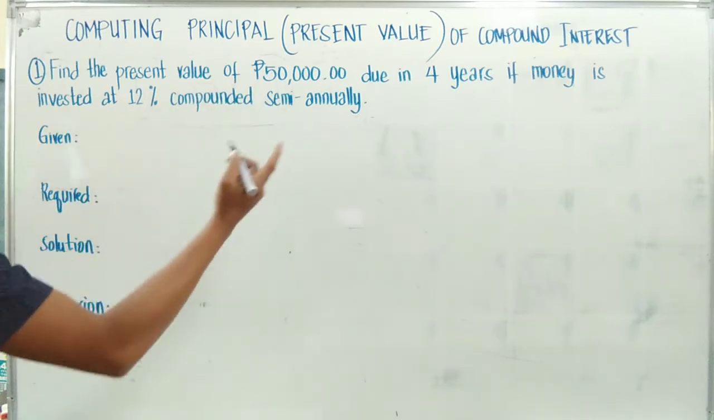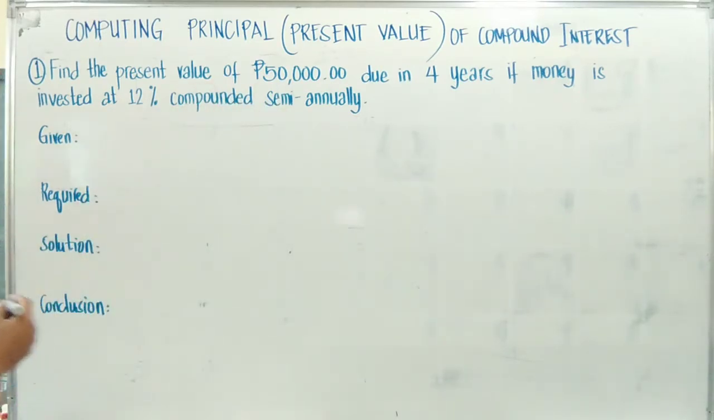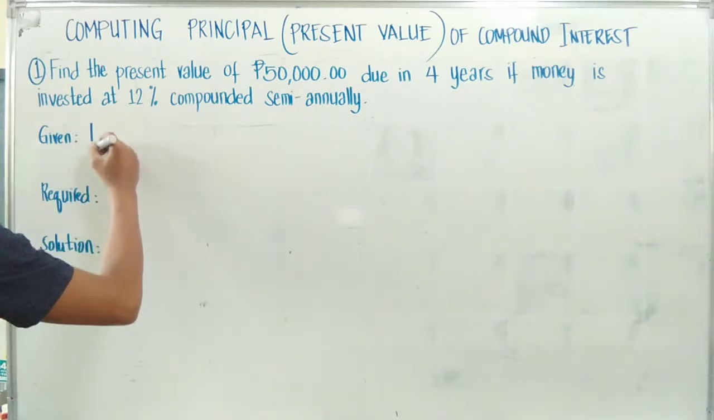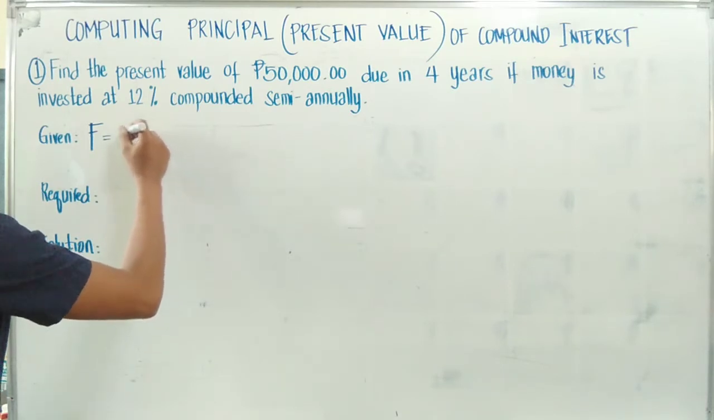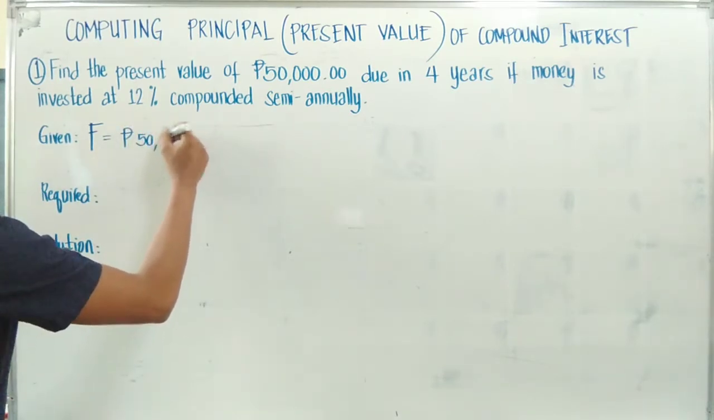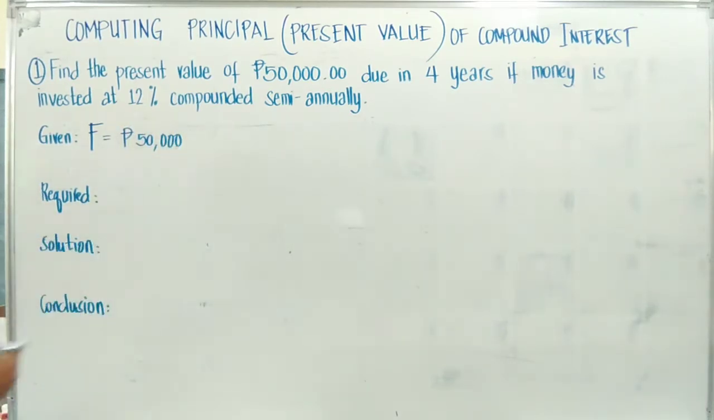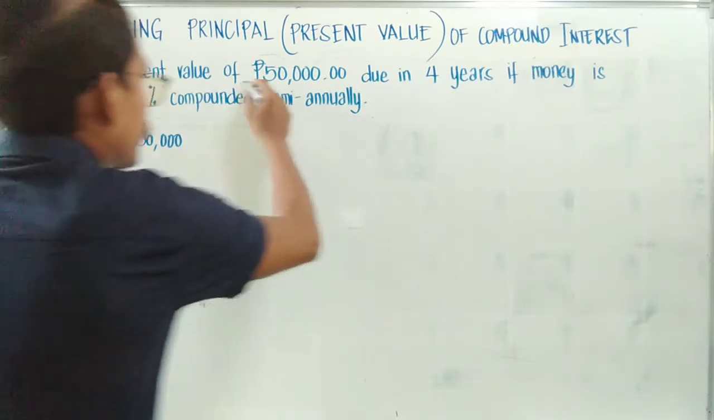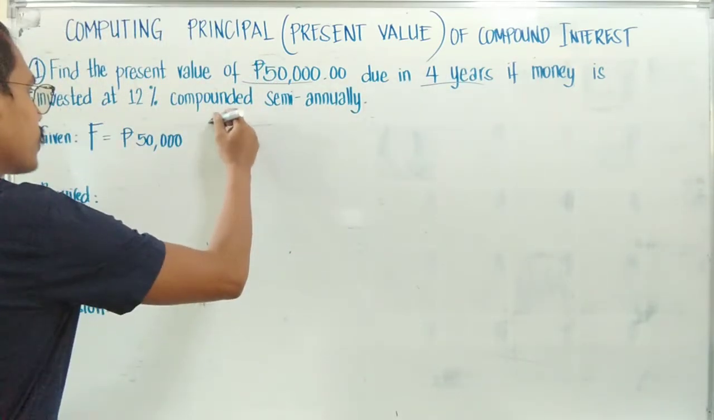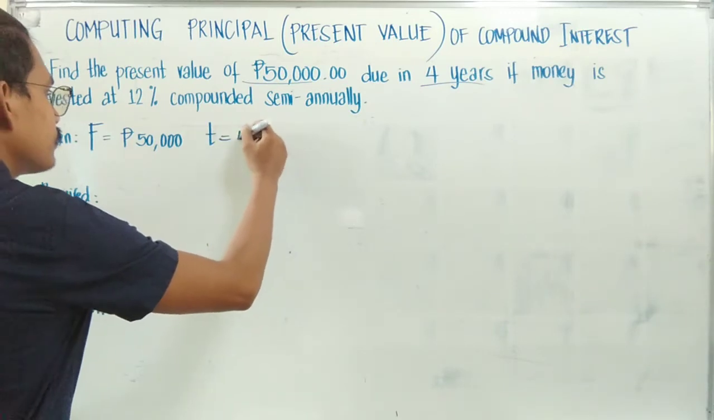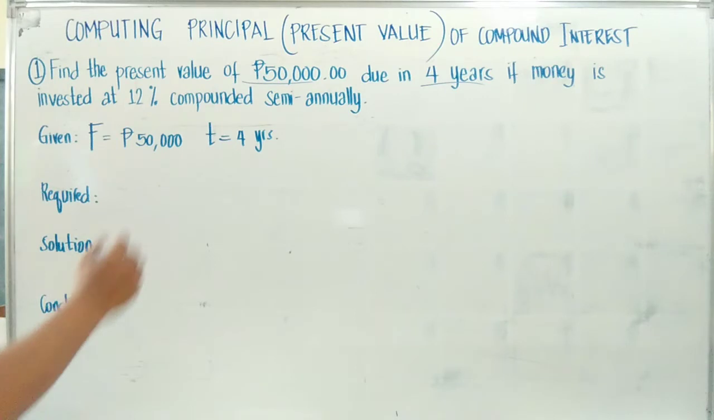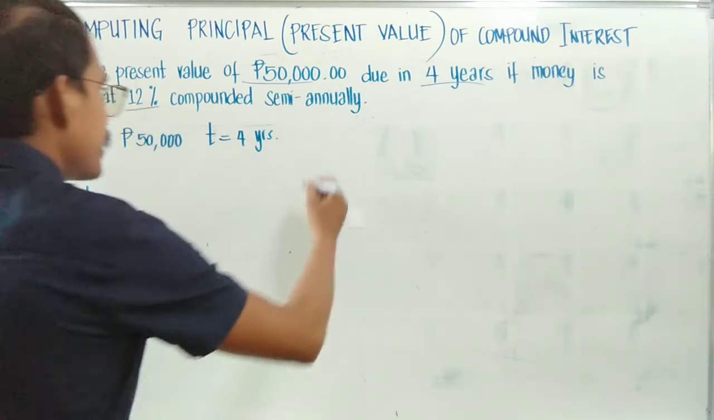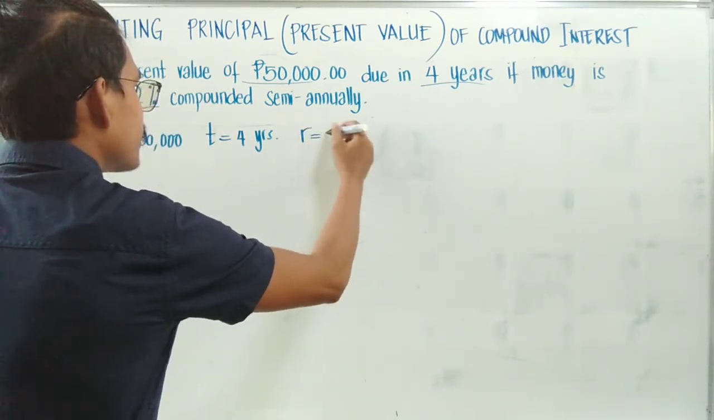So what are the given, or the data that is presented? So we have 50,000, and that will be your future value. Okay? Then we have here your 4 years. So that will be your time T or term. Okay? Then we have invested at 12%. So that will be your rate.